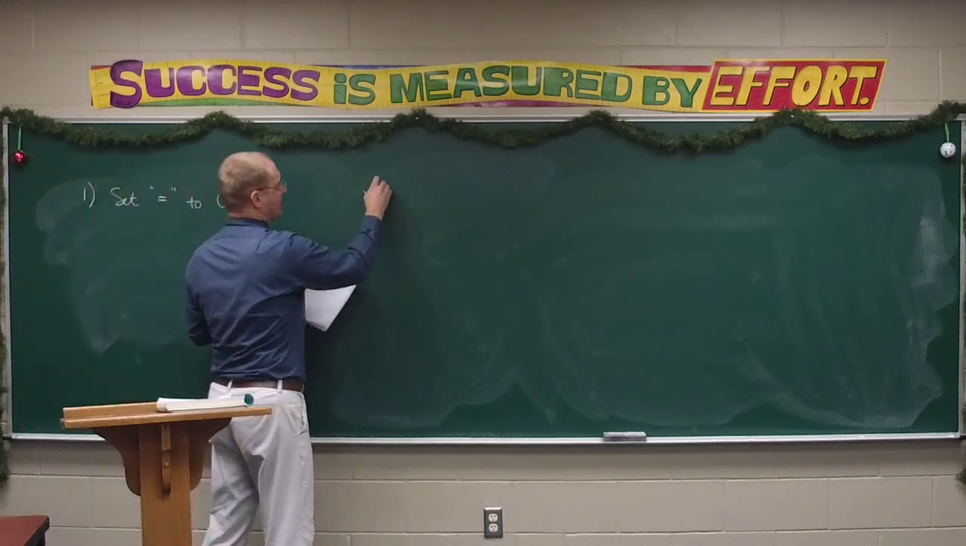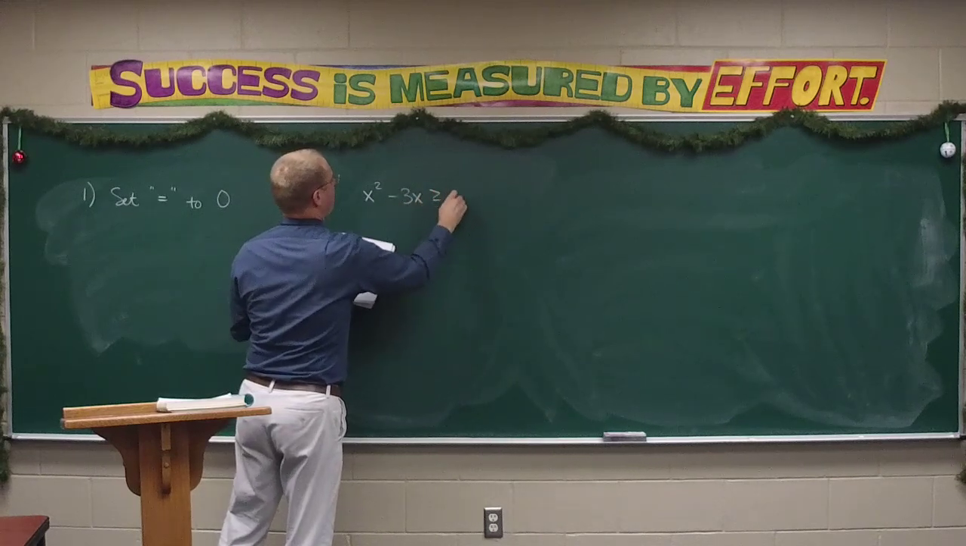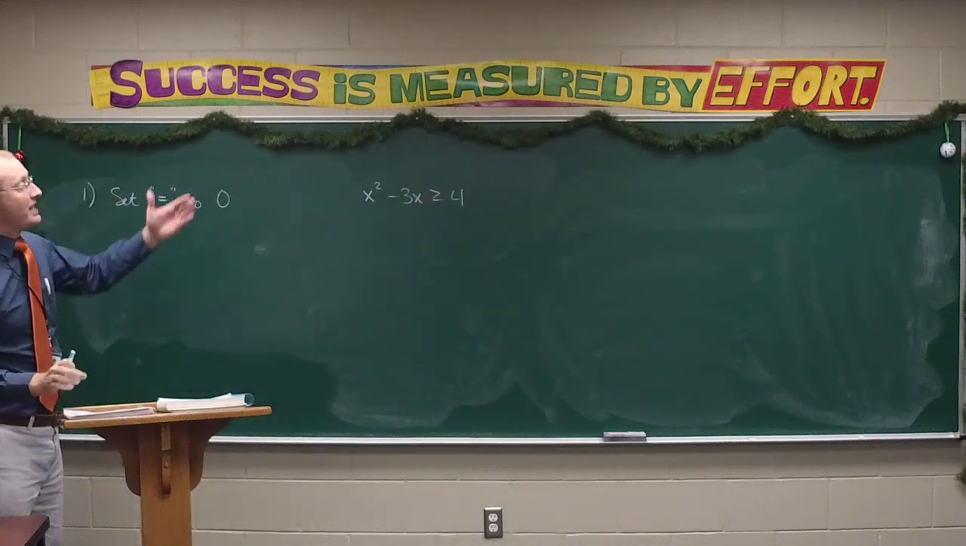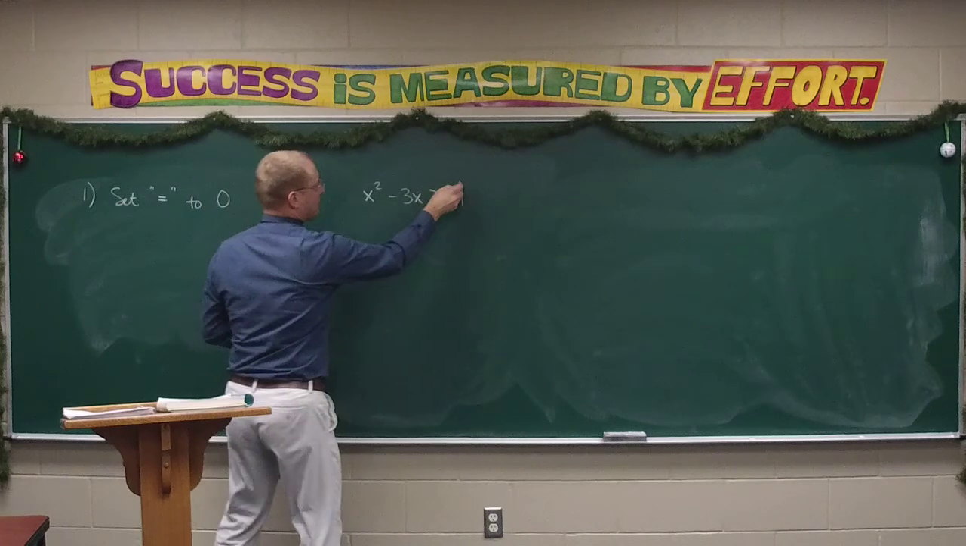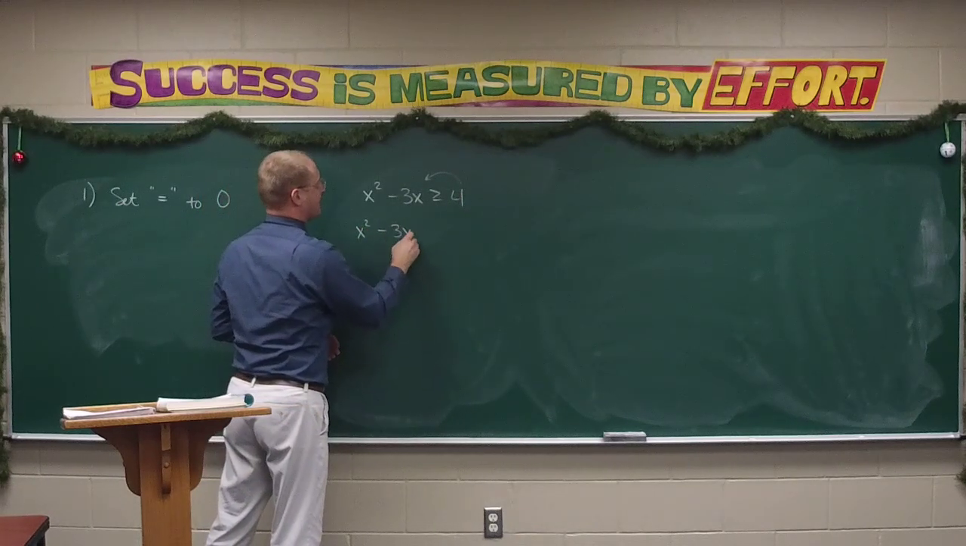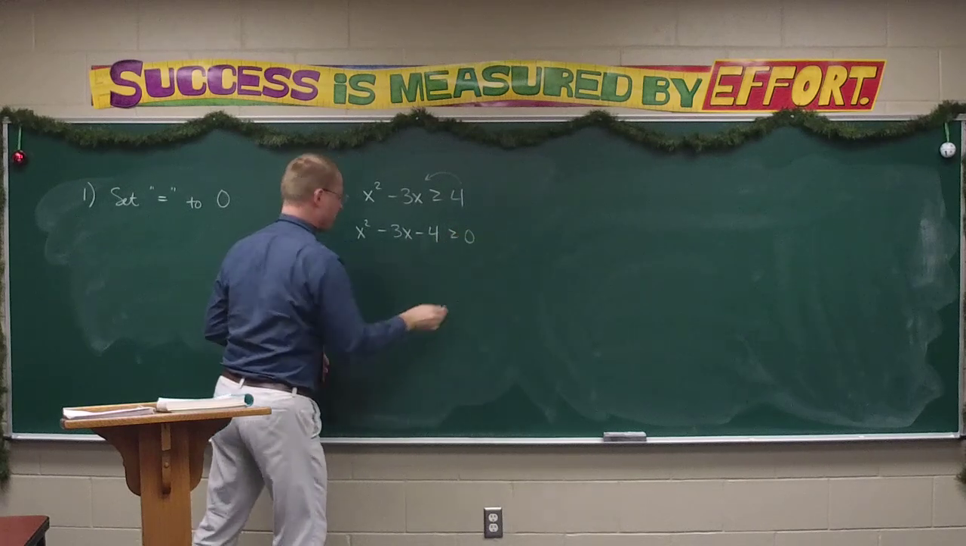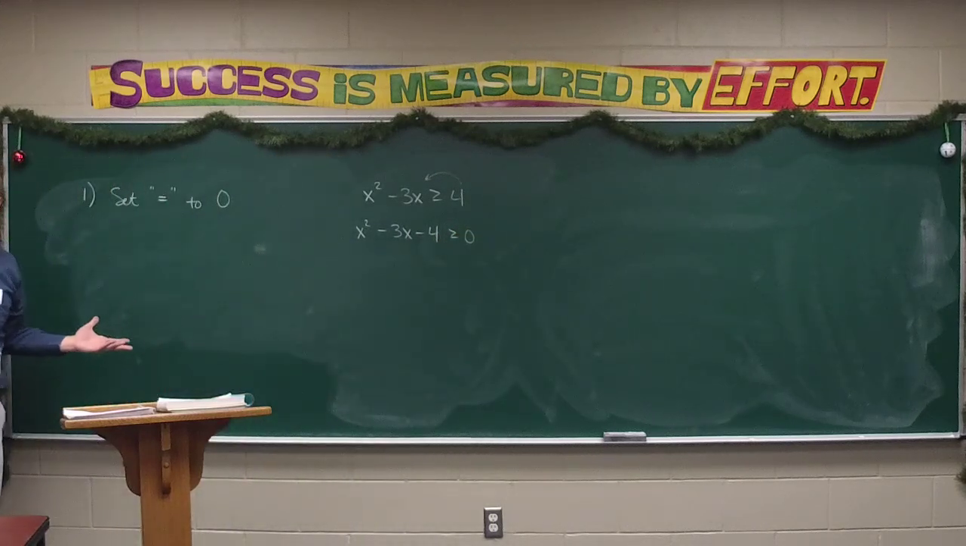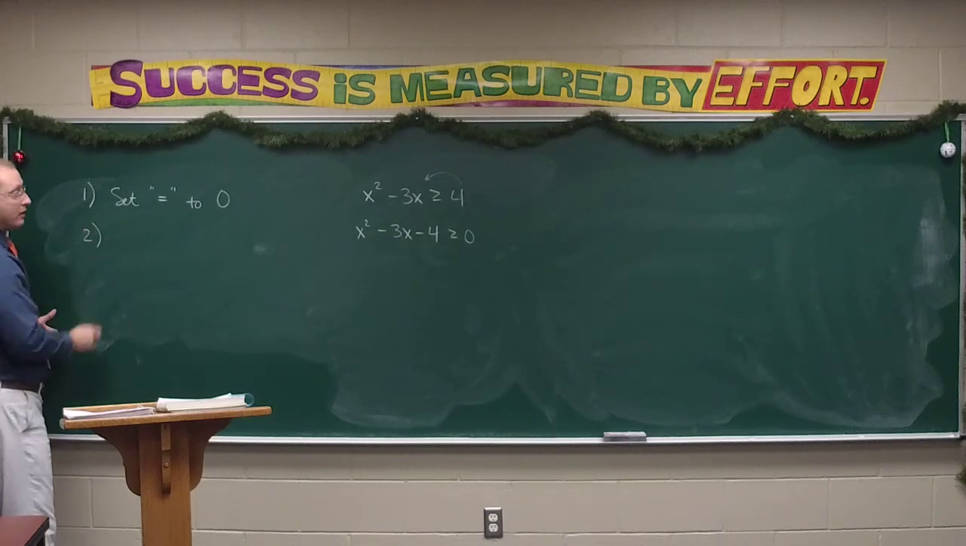So for instance, as an example, if we had this problem, if it were an equal sign right there, you'd say, well, bring the 4 over to make it a 0, right? Well, we're still going to do that. It's just not necessarily equal to 0, it's greater than or equal to 0. So the first step is what you'd expect. Step number 2, you can probably guess, class. Factor.